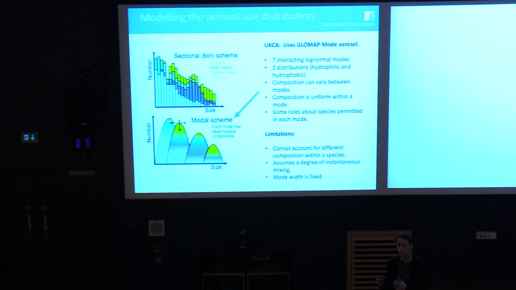This hydrophobic or insoluble distribution contains aerosol which don't take up water. That contains black carbon and dust largely. And then we've got the hydrophilic distribution, which contains aerosol which will take up water. That contains all of the soluble species, including sulfate and sea salt. But it can also contain black carbon and dust, because if you have an insoluble particle like black carbon, once it's mixed with some sulfate, then it becomes able to take up water, it becomes soluble. So you have your hydrophobic or insoluble distribution, which just contains insoluble material, and then you have your soluble distribution, which is allowed to contain both soluble and insoluble material.